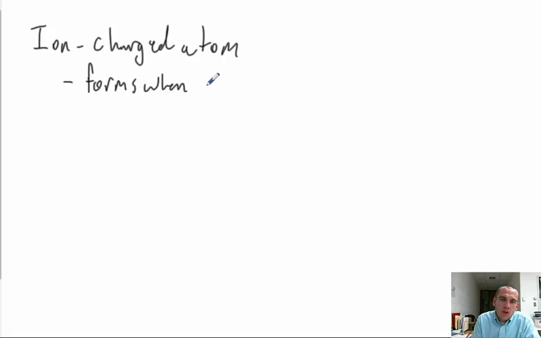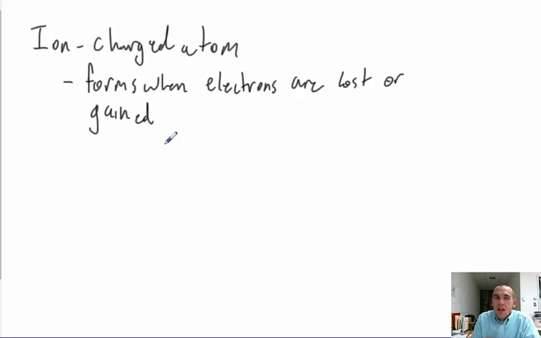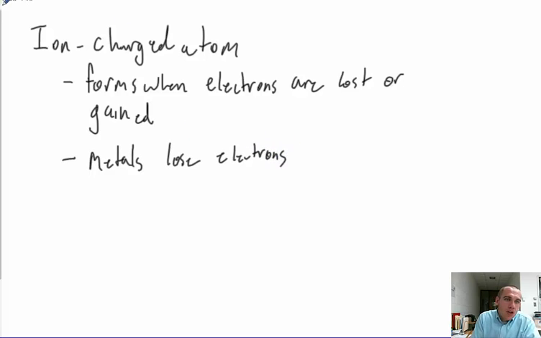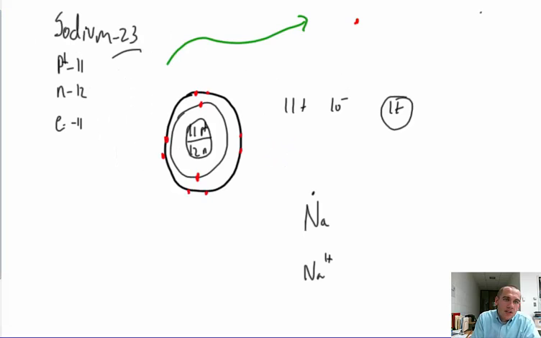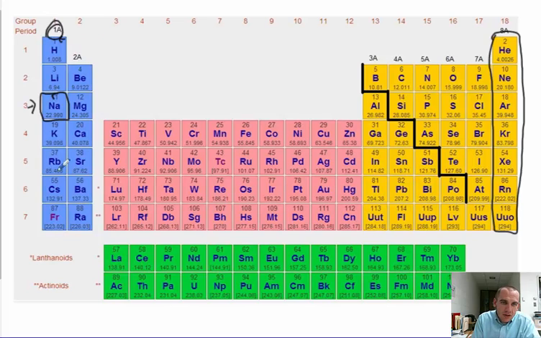Okay, so an ion forms when electrons are lost or gained. Now, what we just saw was a sodium atom losing an electron. Okay? And it turns out metals tend to lose electrons. And if you think about that, let's go back to the periodic table. The reason metals lose electrons is because the metals are in group 1 and group 2 and group 3.